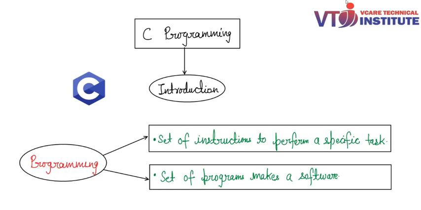Have you ever thought during childhood how your favorite video games or software applications were developed? They were developed with the help of C programming. C programming is a wonderful language that is widely used in the software development industry.